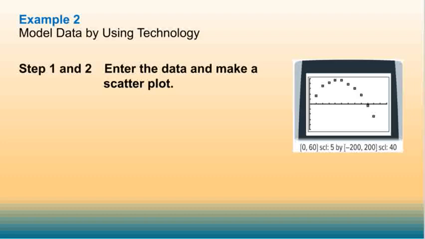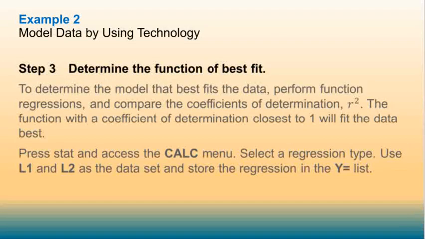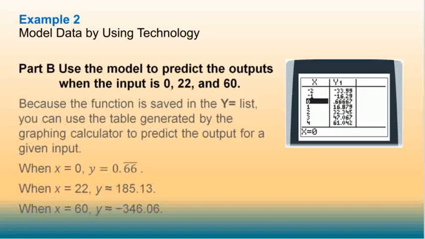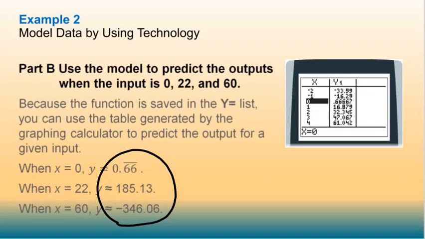Okay, so here again, the scatter plots are going through those same steps again. Just a quick review. Determine the function of best fit. We saw that it was quadratic. You can do that by determining the r squared by hitting the calculate and choosing the regression type, which we did. Here you can use the table feature to find when 0, 22, and 60. We did it a little bit different way, but you can see these are the same answers that we had.